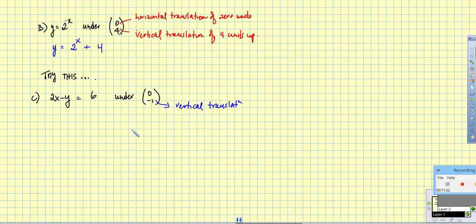So there are a couple of ways that this problem could be solved in figuring out what the equation is going to be of 2x minus y equals 6. The first method that I might want to use in getting the new equation is to isolate for y. So I could say 2x minus 6 is equal to y.